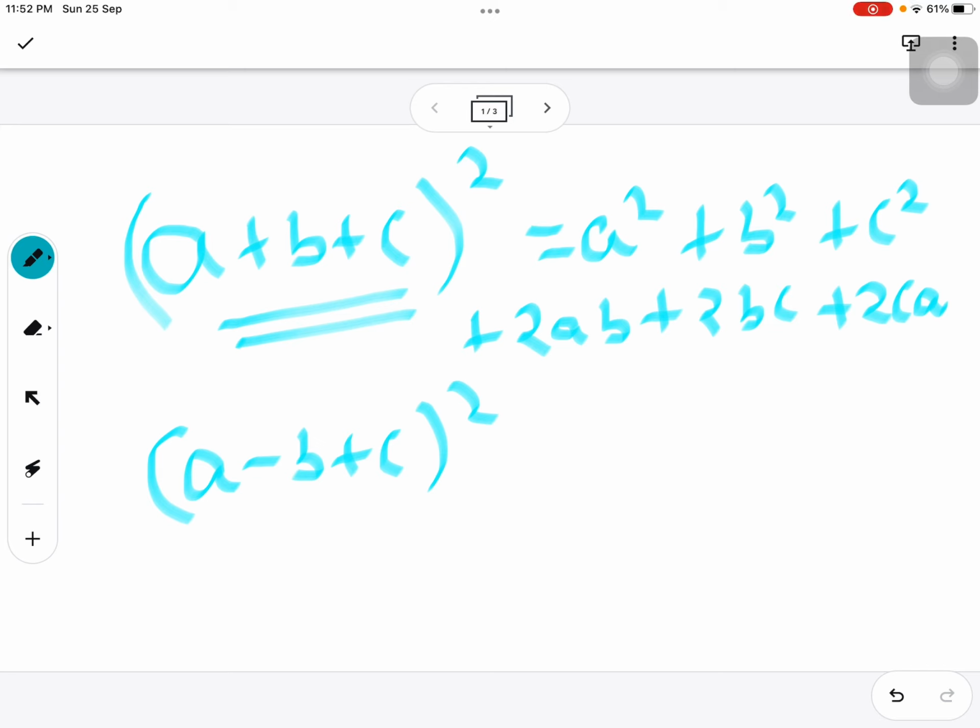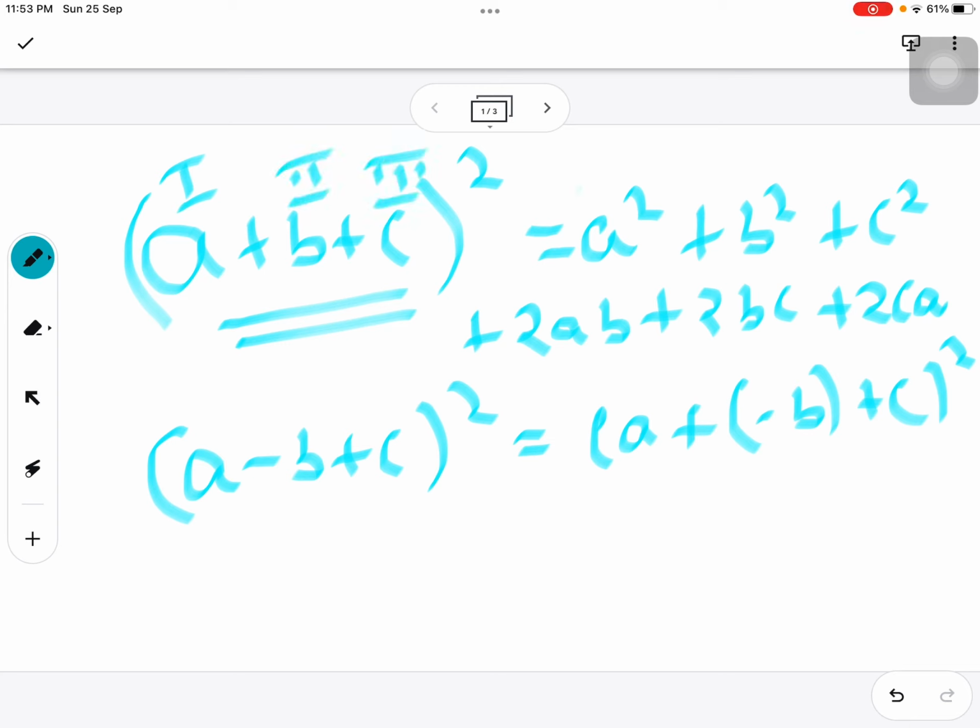So what I will do over here is, instead of a minus b plus c, I will write this as a plus minus b plus c whole square. Again, this is the first term, this is the second term, and this is the third term. So it is first term square plus second term square plus third term square plus 2 into first term into second term plus 2 into second term into third term plus 2 into third term into first term. That's how you have to remember this.